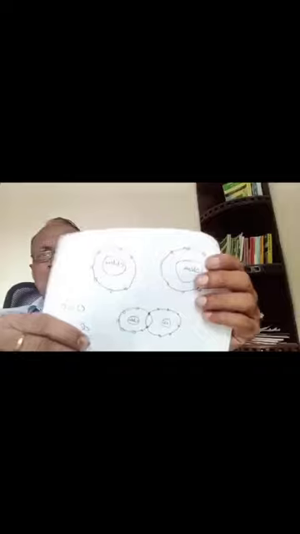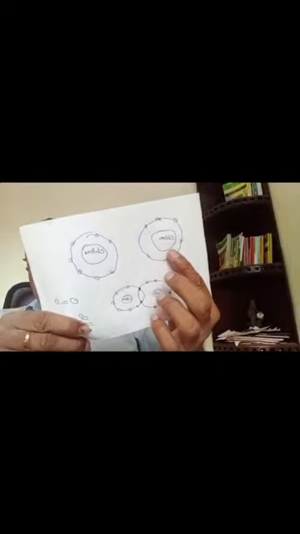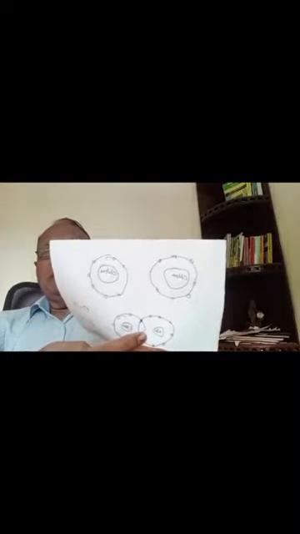1, 2, 3, 4, 5, 6, 7, 8. Its orbit also contains 8, 1, 2, 3, 4, 5, 6, 7, 8. So both atoms got 8 electrons in the outermost orbit, and joined together. This is a Cl atom, this is a Cl2 chlorine molecule. A new substance is formed, that is chlorine gas. This is a chlorine atom, but joining together two, it will form a chlorine molecule.